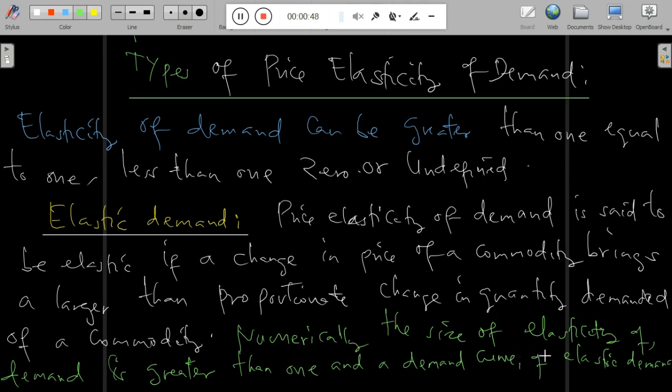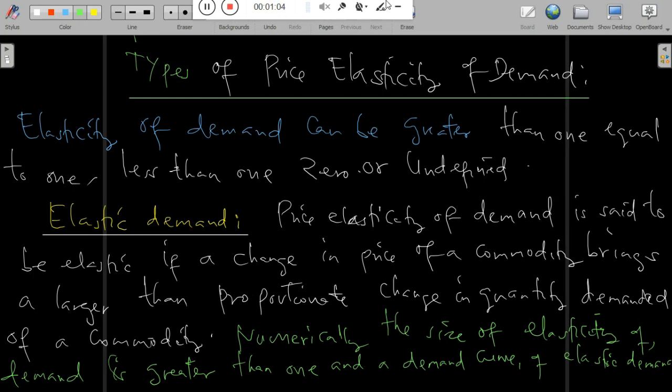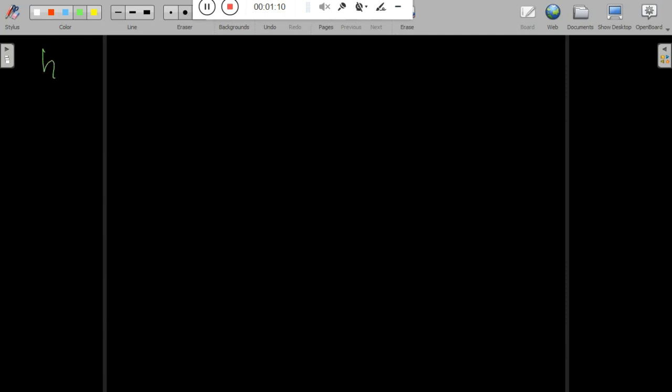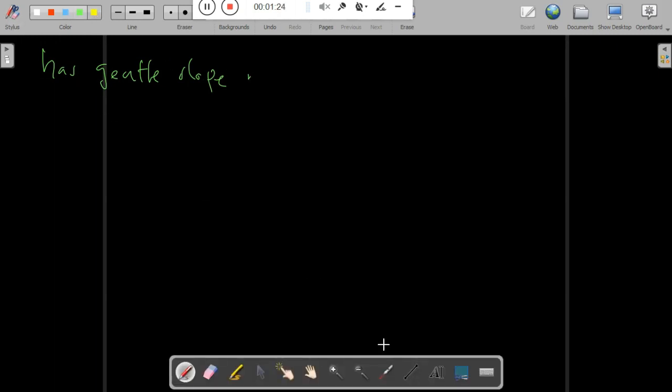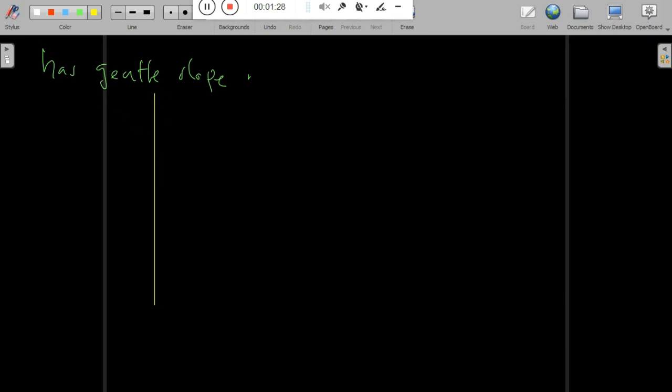So elastic demand is said to be elastic if a change in the price of a commodity brings a larger than proportional change in the quantity demanded of a commodity. Numerically, when you show the elasticity of demand, that shows that when there is a change in the price level of commodities, we expect to see a much larger proportional change in quantity demanded. This means its graph looks like this. For example, at the x-axis we have the quantity in kilograms, and at the y-axis we have the price level. Let's assume the price at the equilibrium was 2.